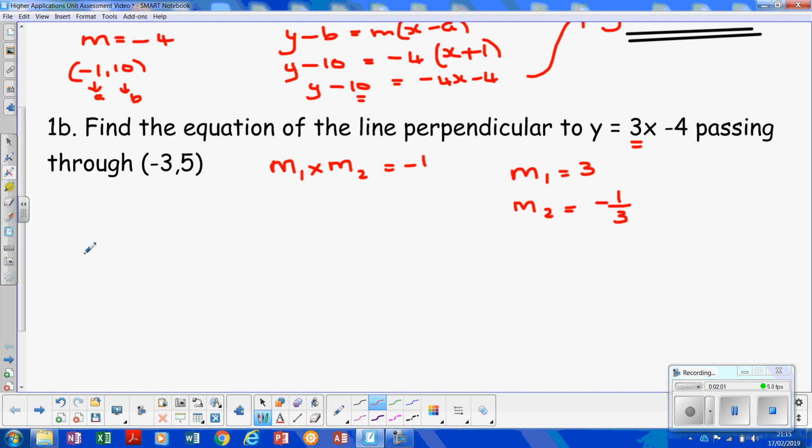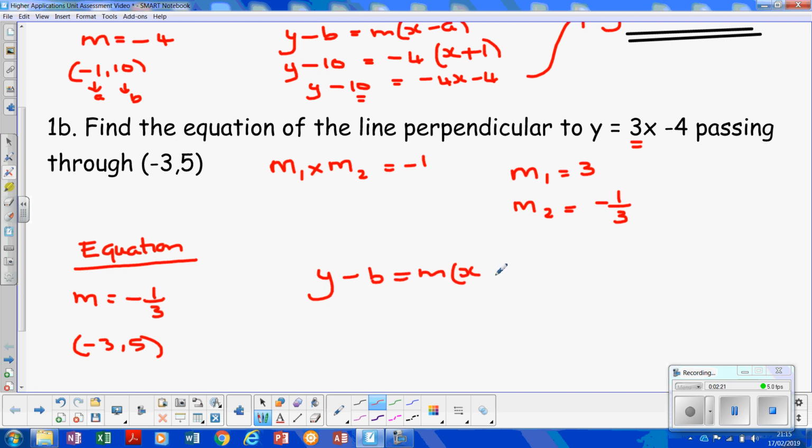We now have the equation of the line, and for every equation of a straight line I need to know the gradient and a point. So the gradient in this case is equal to -1/3. The point on the line is (-3, 5). So y - b = m(x - a). Put all your values in, so y - 5 is equal to -1/3 (x - -3), which is x + 3.